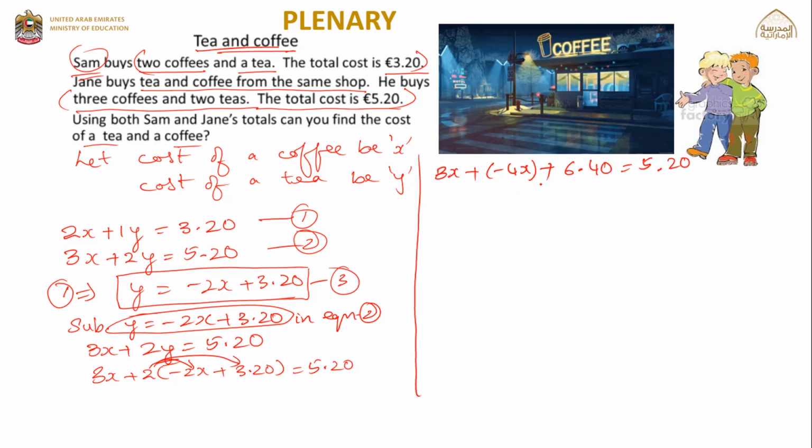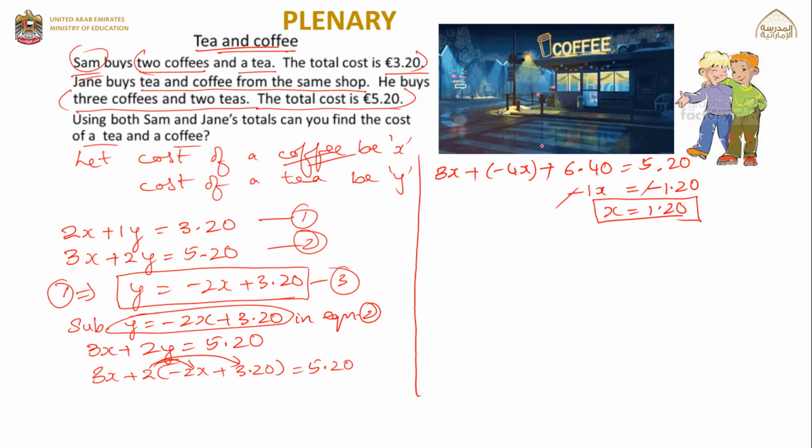So you're going to simplify the like terms. When you do so, you get negative 1x equal to negative 1.20, where the negative on both sides gets cancelled and the value of x is 1.20. What is the value of x? It means you found the cost of coffee. The cost of coffee is 1.20.